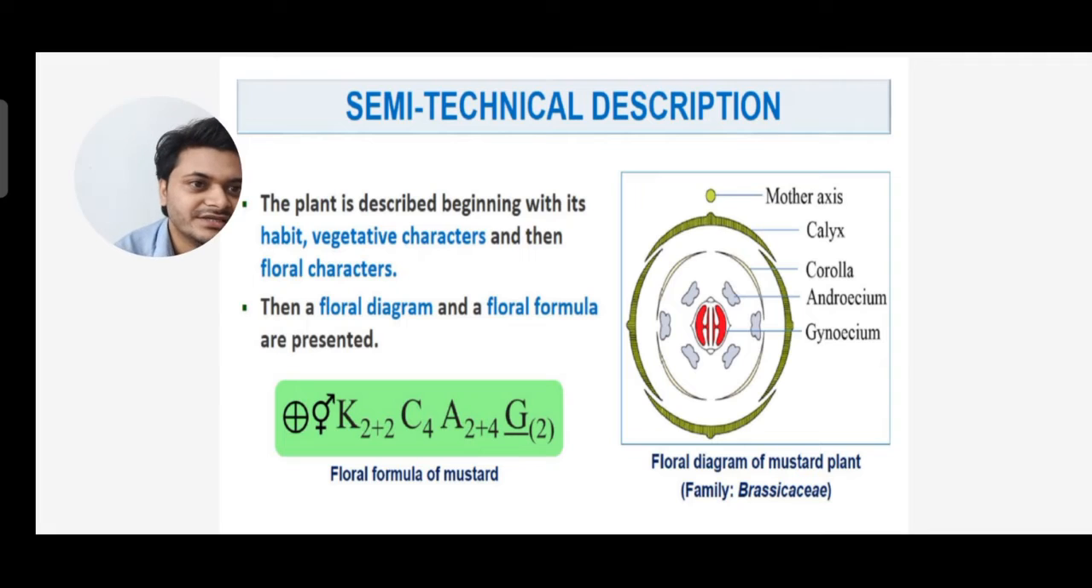On the right side you can see the floral diagram of a mustard plant, and on the left side is the floral formula of mustard. So you can see the floral diagram of the mustard plant, family Brassicaceae. You can see the mother axis, calyx, corolla, androecium and gynoecium.